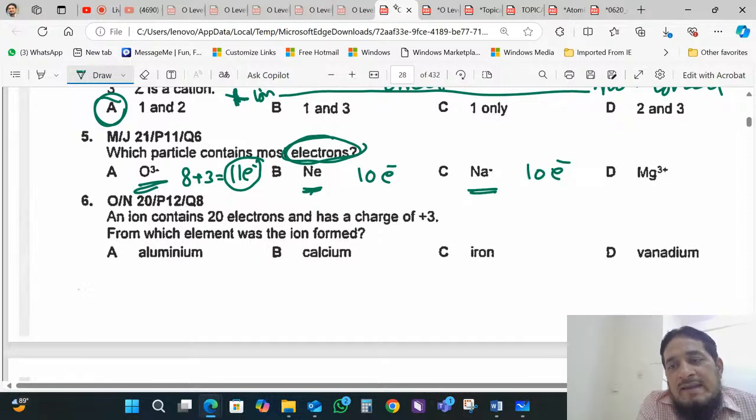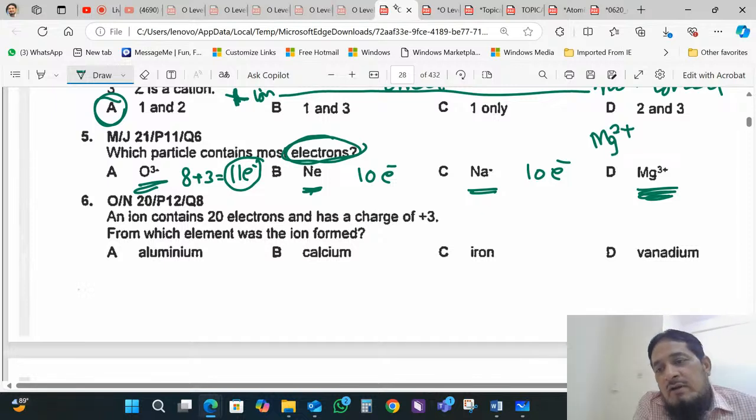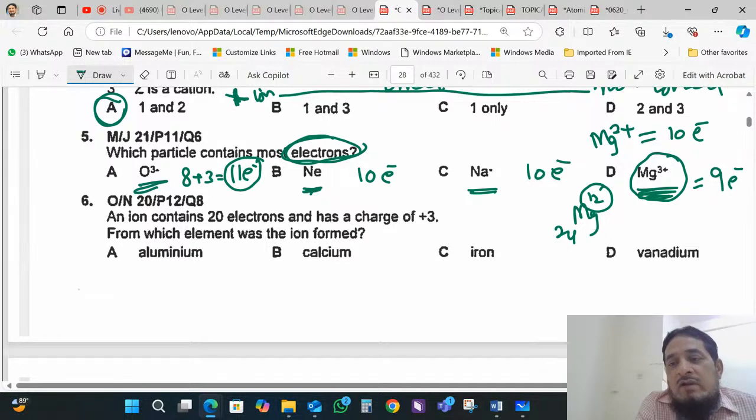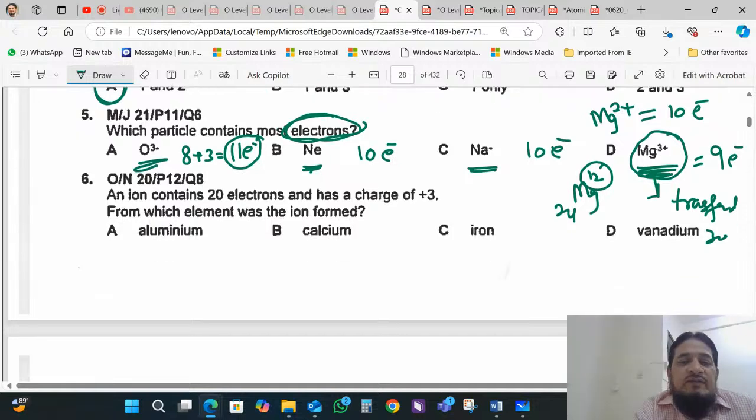We have worked on Mg3 plus. Firstly we discussed Mg2 plus, but he has written Mg3 plus. Mg is having 12, 12 24, and 12 electrons are there. If it is 2 plus, then it indicates 10 electrons. If it is 3 plus, it means it will have 9 electrons. It has transferred 3 electrons. So these kinds of questions will be there.